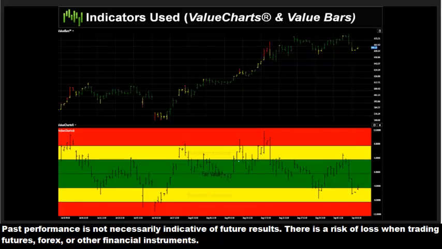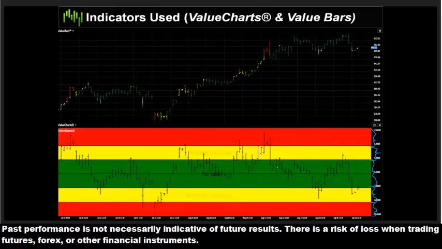Now, what are value charts and how do they help us? And more specifically, what are value bars and how are they going to help us? What value charts do is they plot price in terms of value in one of 5 color-coded valuation zones, ranging from the center green area, which is considered fair value. Above and below that, we have the yellow area, which is moderately overvalued and moderately undervalued, respectively. And then above and below that, we have the red area, which is significantly overvalued and significantly undervalued.